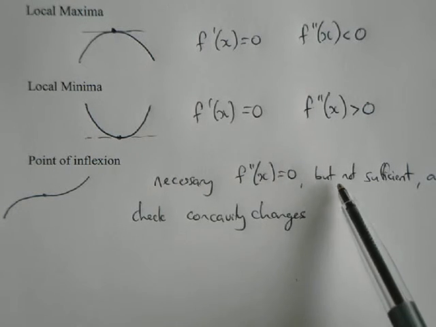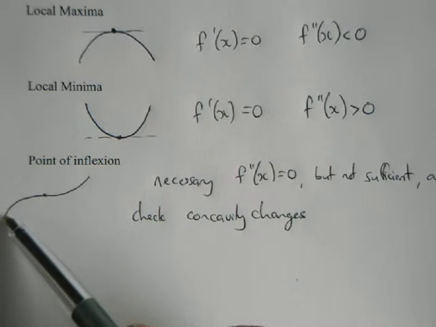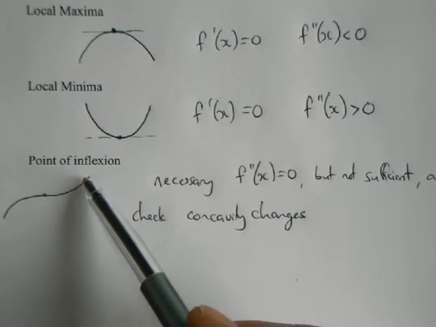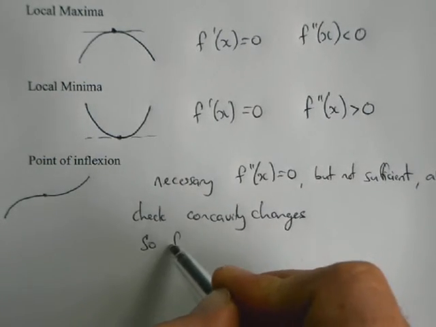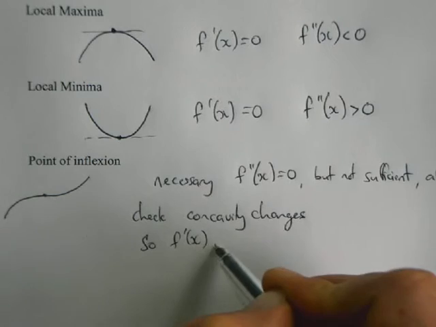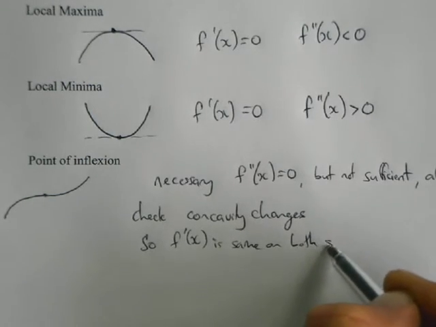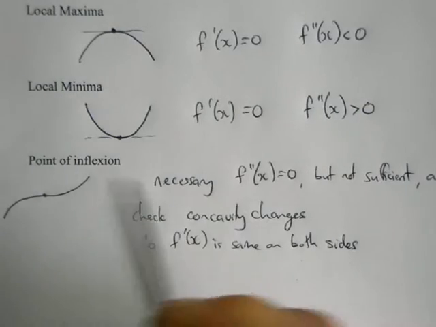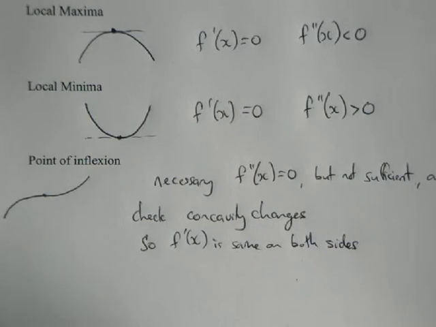So to check that it is a point of inflection, you also need to check that the concavity changes. So it goes from being concave down to concave up, which means that the first derivative of x is the same on both sides. Okay, because here the first derivative of x is positive and the first derivative of x is still positive.